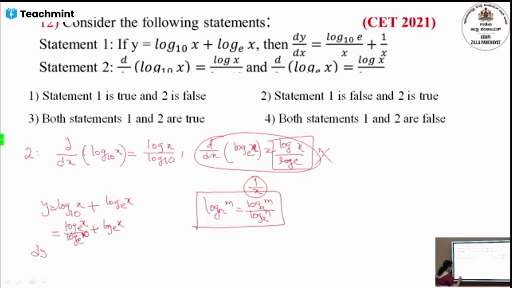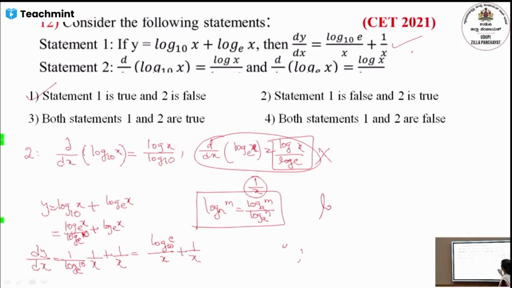Now if I find out what should be my dy by dx, log 10 to the base e is a constant, nothing to do with differentiation. Derivative of log x is what? 1 by x, plus the derivative of log x is 1 by x. So this is log e to the base 10 divided by x plus 1 by x, which means the first statement is correct. So statement 1 is true, but 2 is false. Statement 1 is true, 2 is false. Here what formula have I used?